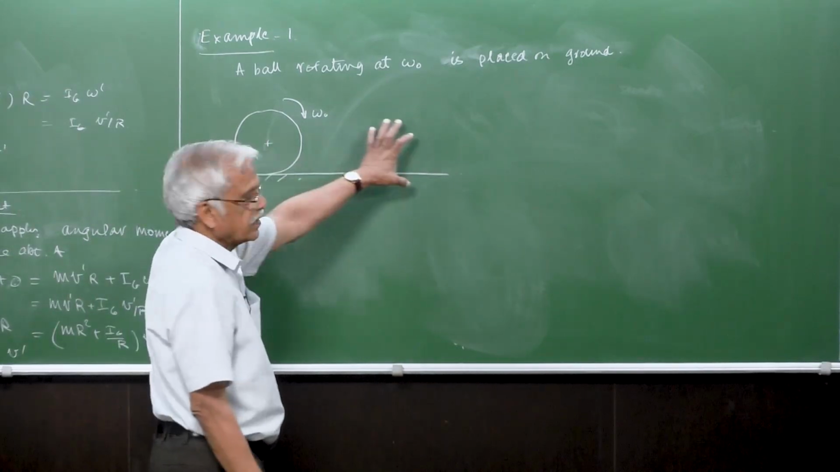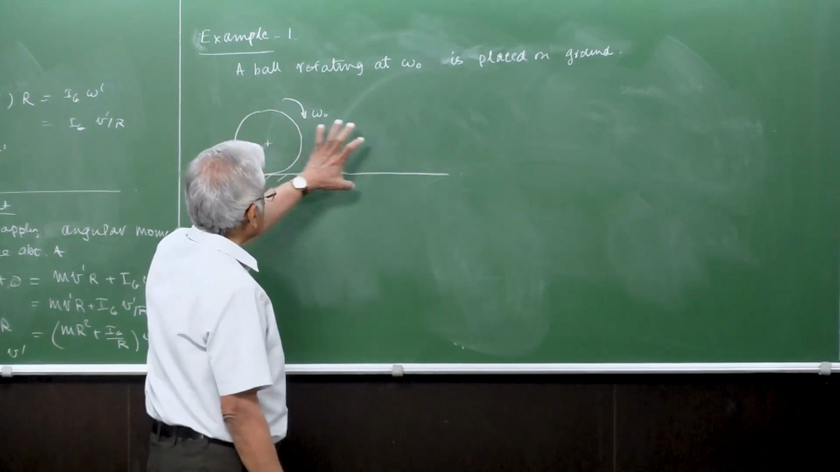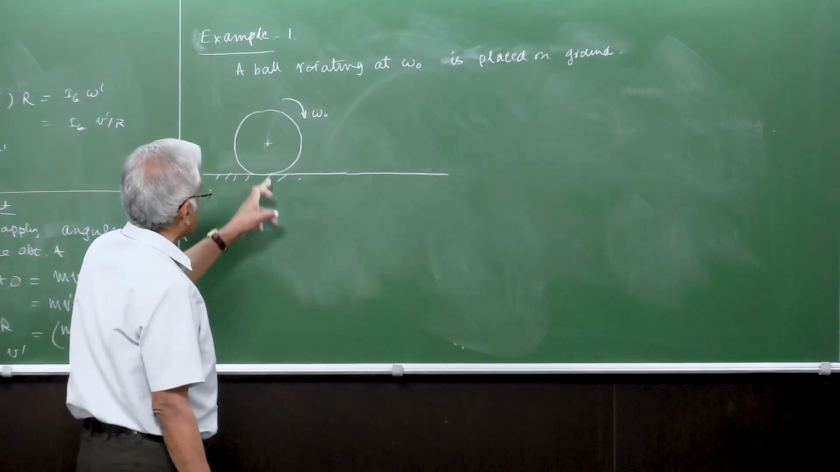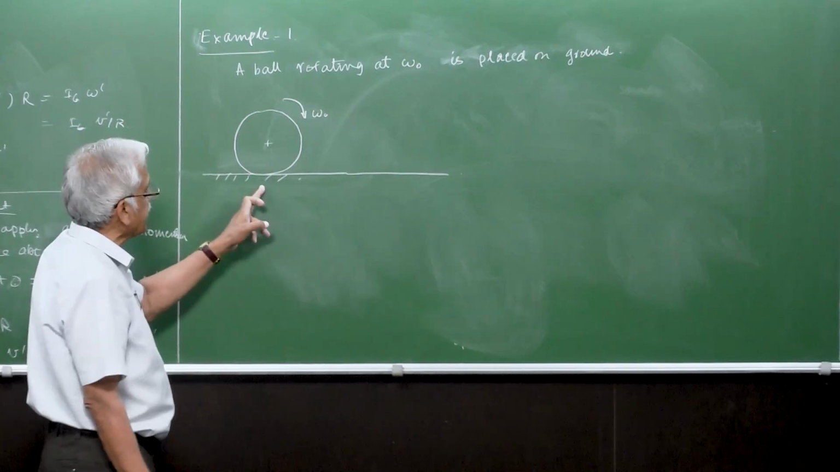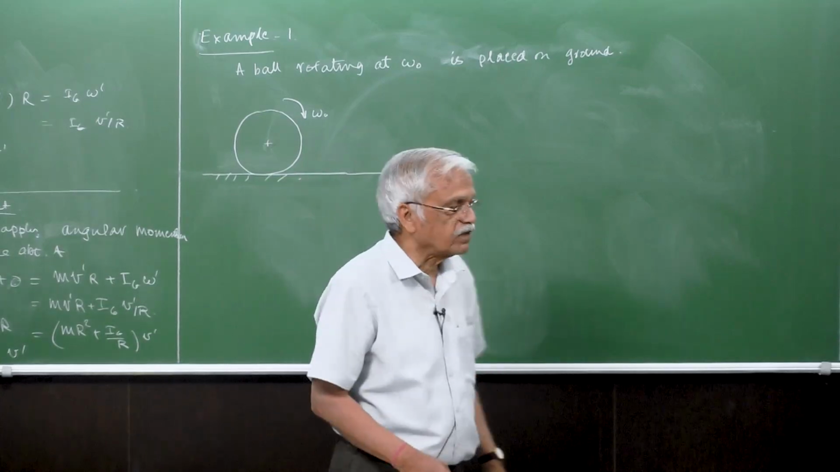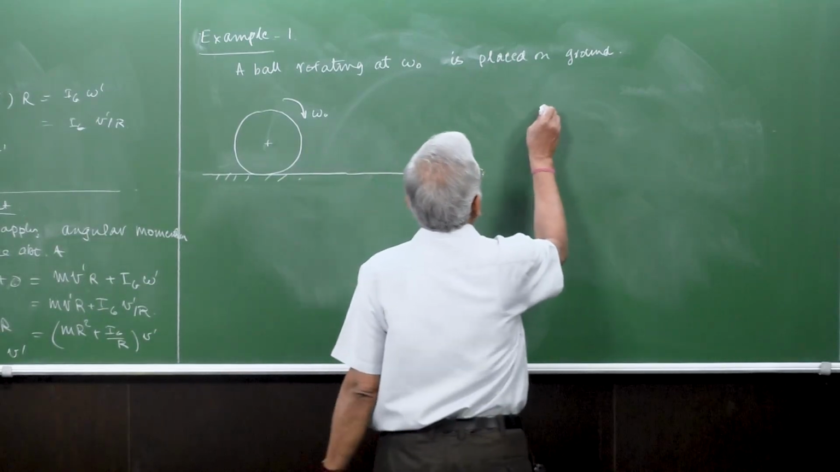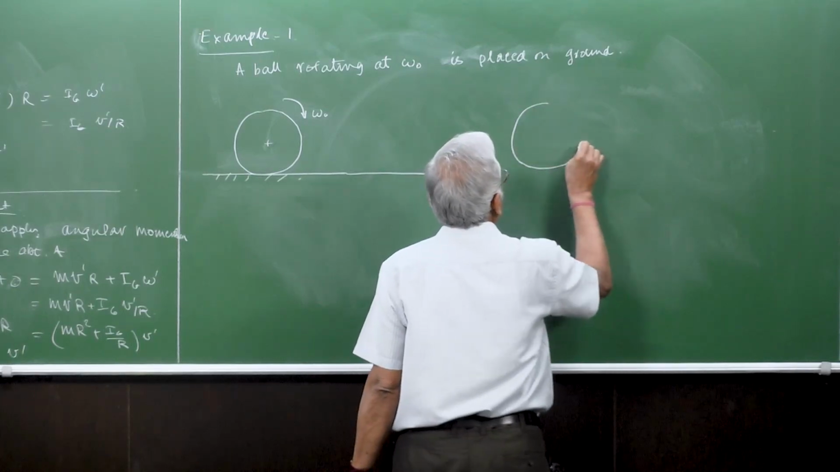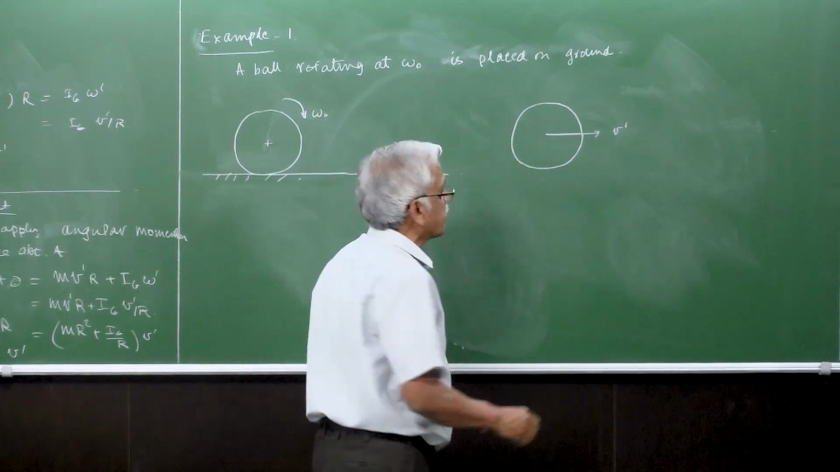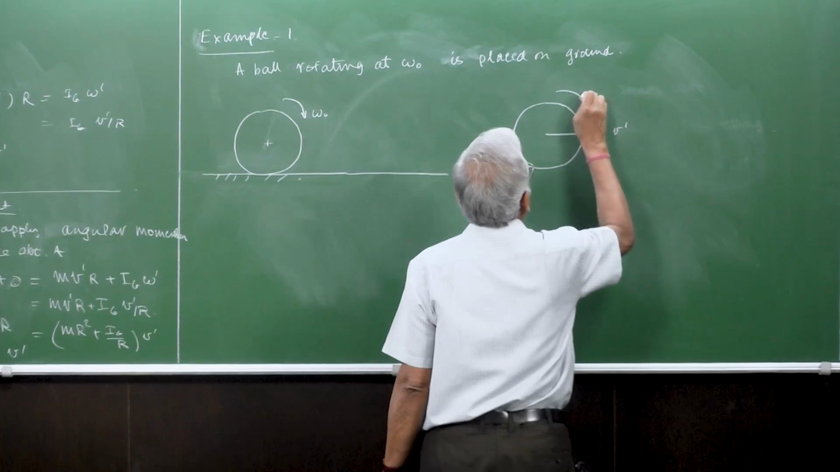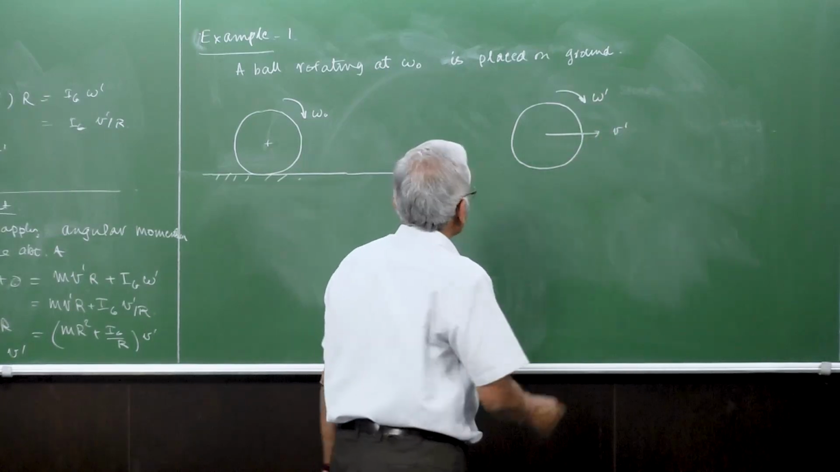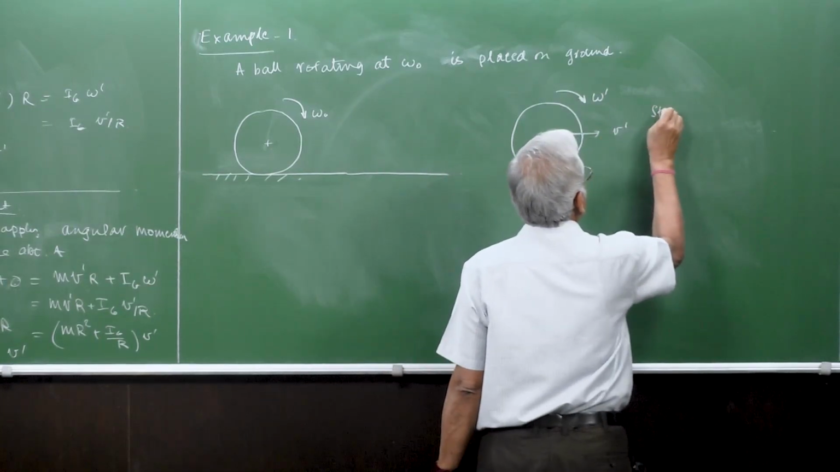As it is placed on the ground, because of the friction force here, there will be a slip, and that friction force will create a forward force here. So there will be a force in the forward direction, and finally you will attain a v prime and an omega prime here, which is again a steady state.